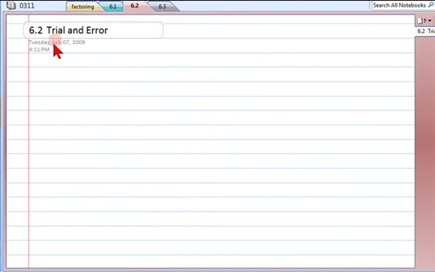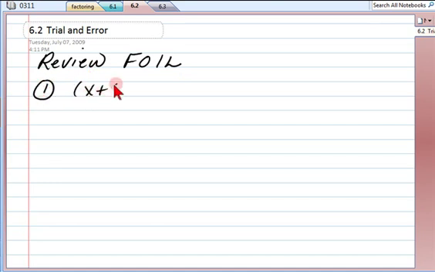All right, in order to be really good at trial and error, we need to review FOIL, which is the acronym first, outer, inner, last, which is a way to multiply two binomials. So let's take a look at about 4 examples. Let's look at x plus 3 times x plus 5.